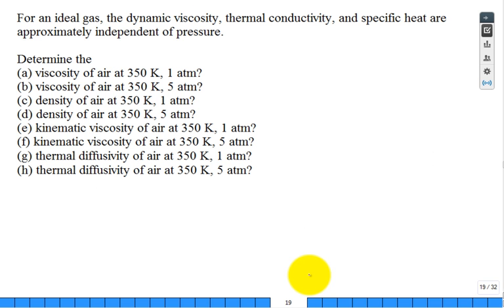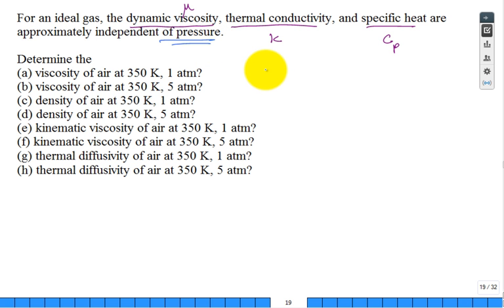Okay. An ideal gas has the dynamic viscosity. What is the dynamic viscosity? Mu, not nu, mu. All right. The thermal conductivity, K. The specific heat, C, or C sub P, both specific heats, are approximately independent of pressure. Where did this come from? A lot of observation, and it's supported by theoretical analysis or models for what an ideal gas is.